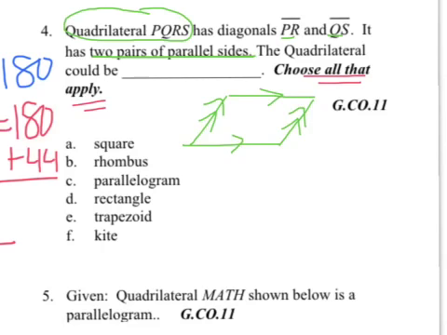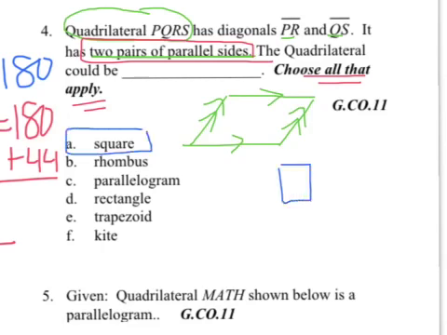So basically we're looking for what shapes have two pairs of parallel sides. And hopefully you know that a square definitely does. A square looks like that, and it has two sets of parallel sides. So does a rhombus. A rhombus is basically a square that's kind of slanted, so it has two sets of parallel sides. A parallelogram is the one I originally drew.